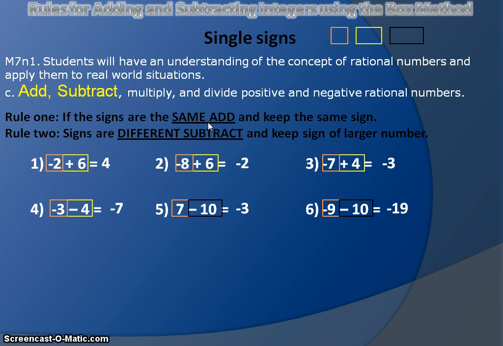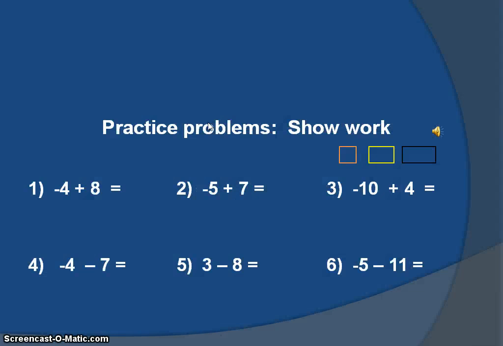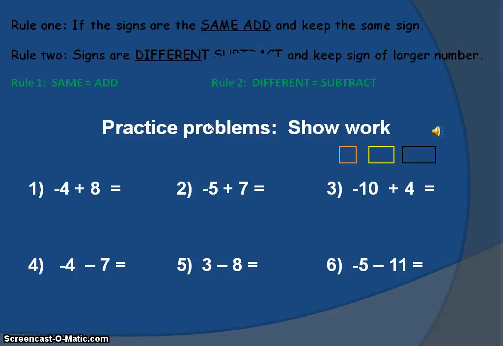Alright, let's look at some more problems. On the next page, I'll give you a chance to work through these. Again, I'll put the rules up for you. Rule 1, if the signs are the same, add and keep the same sign. Rule 2, signs are different, subtract and keep the sign of the larger number. I also put some abbreviations for you so you can say them to yourself as you work through these to help you memorize or understand these rules a little bit better.